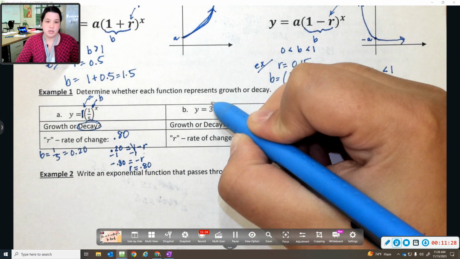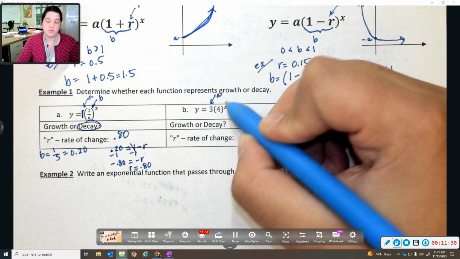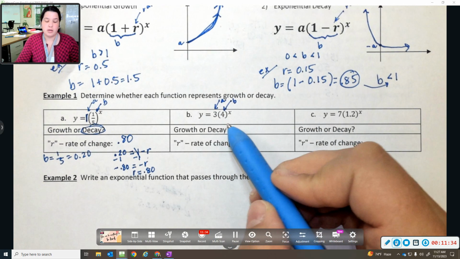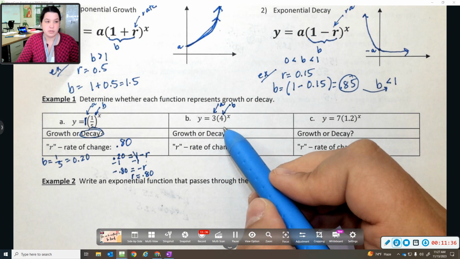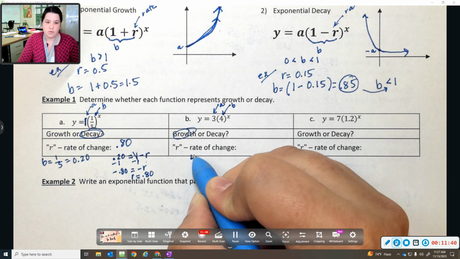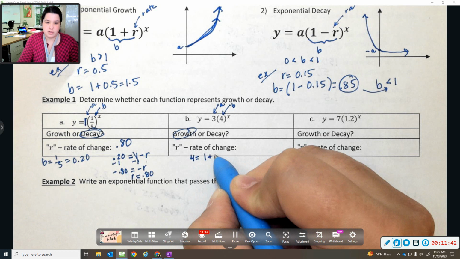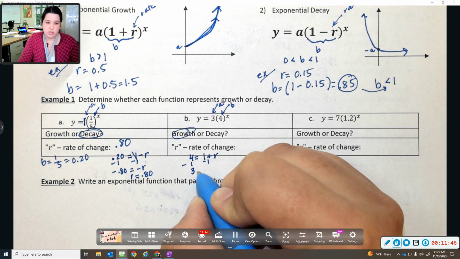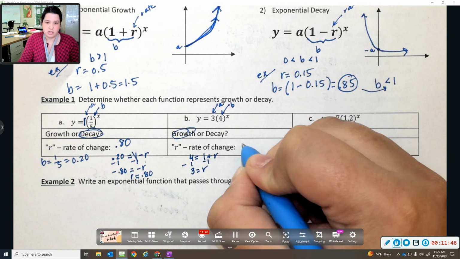All right, let's look here. Here's our A, initial value of 3, and then there's our B, a constant multiplier of 4. So greater than 1 is going to be growth. And again, we're going to have 4 equals 1 plus r. So we're going to subtract 1, subtract 1. So 3 is equal to r. So our rate of change is 3.